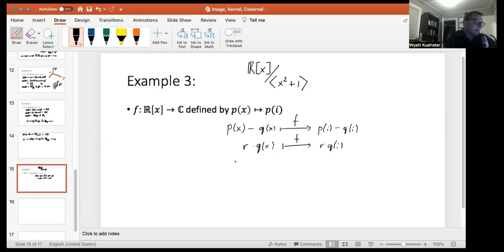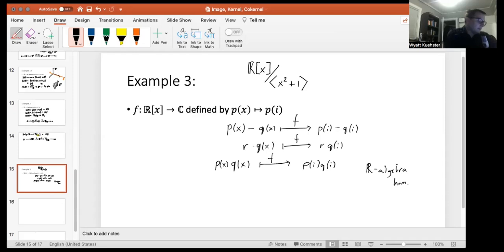real and imaginary part. And then I can also multiply polynomials. p of x times q of x maps to p of i times q of i, and it respects this multiplication as well. So this is really an R-algebra homomorphism. But you can think of it as only a module homomorphism, or only a vector space homomorphism, or whatever.